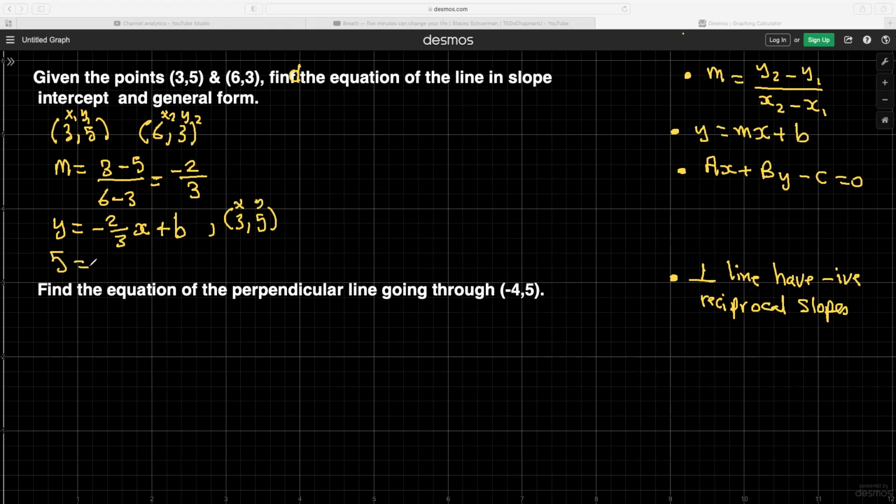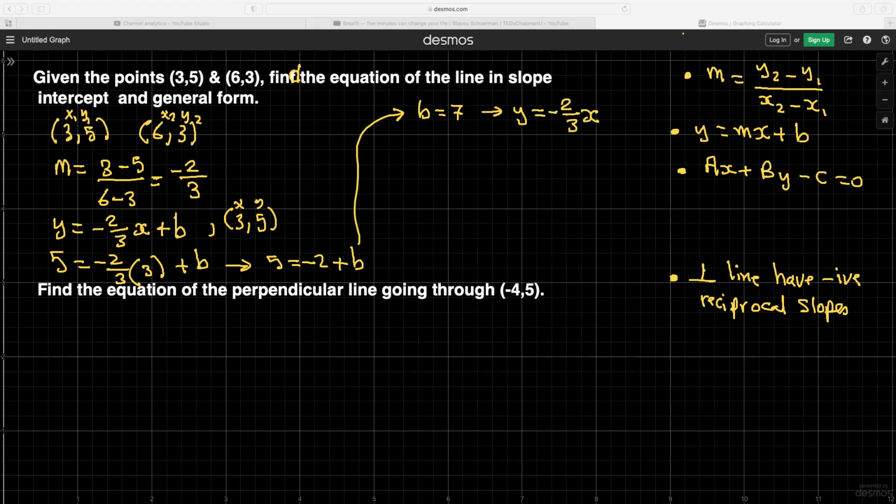We're going to plug in the 5 for y and the 3 for x. So 5 equals -2/3 times 3, plus b. That will give me 5 equals -2 plus b. 3 times -2/3, the 3's will cancel, that's how I got -2, and then moving the -2 to the other side will give me b equals 7. And therefore, my equation in slope-intercept form is y equals -2/3 x plus 7. And that's basically the equation in slope-intercept form.